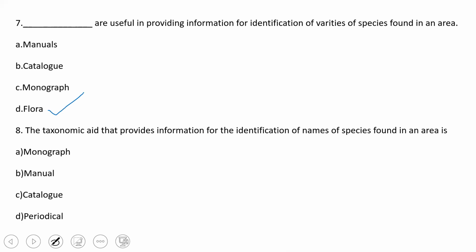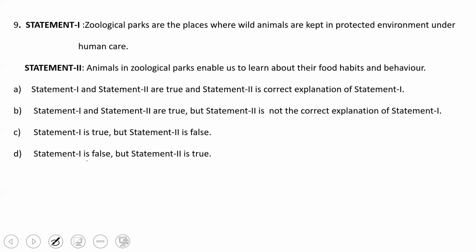Next question. The taxonomic aid that provides information for the identification of names of species found in an area. So in an area has been asked here. So the detailed information of that particular species, identification of that particular species found in an area, will be provided by the manual. So henceforth it is option B. Next question.